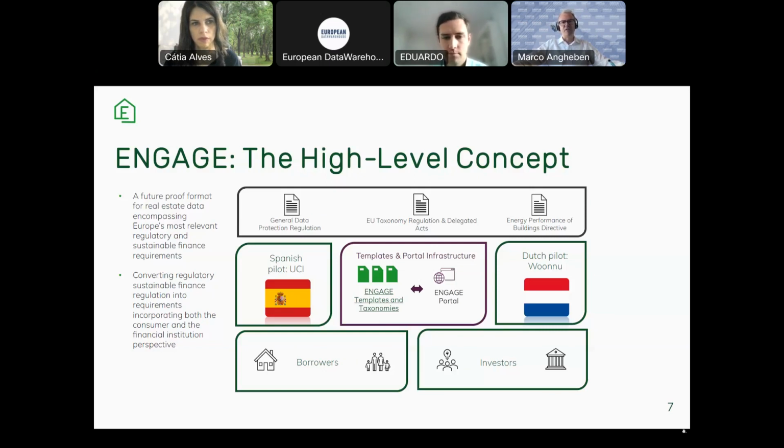Who is going to benefit from this whole initiative? Well, on one side the borrowers, and on the other side the investors. In a sense, we are translating the regulatory requirements into actionable data reporting fields. Next.